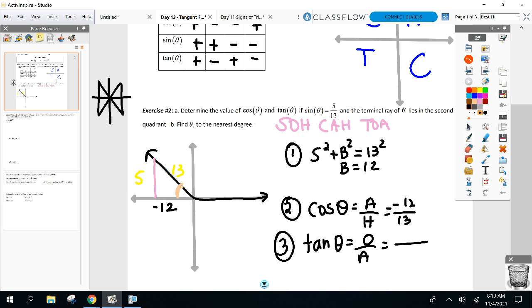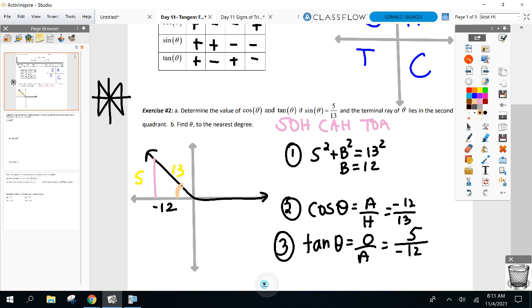What's opposite your reference angle? 5 over the adjacent side. There you go. And why does it make sense that it should also be negative? What about tangent in the second quadrant? It is negative. So yeah, my answer should be negative. Any questions finding those two before we find the big one, which is actually to find the angle now?